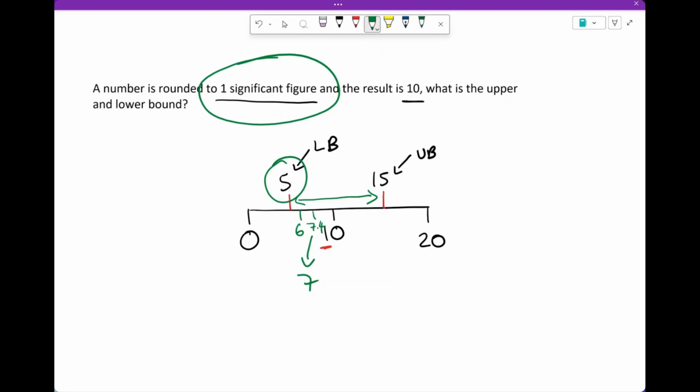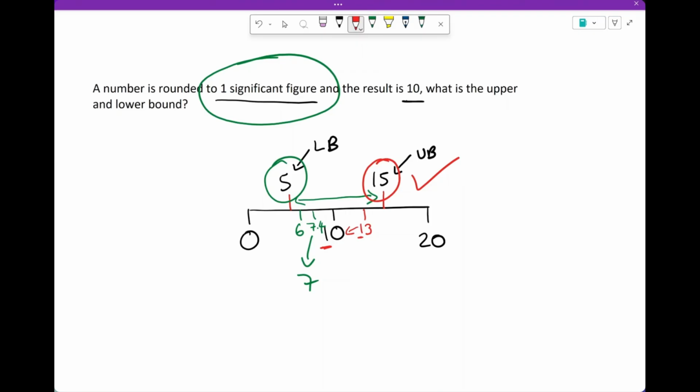Now let's just check the other side of things with the upper bound. If I was to take, for example, 13, and round that to one significant figure, the first significant figure is the 1, the 3 is smaller than 5, so we would round down to 10. So that makes sense. So our upper bound of 15 seems okay. So this here is correct. The issue is our lower bound.